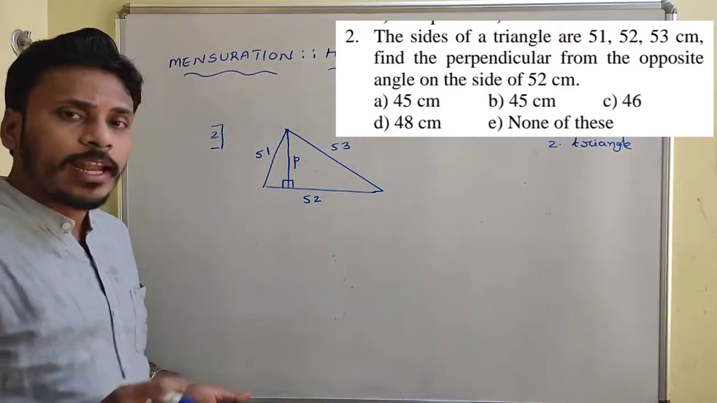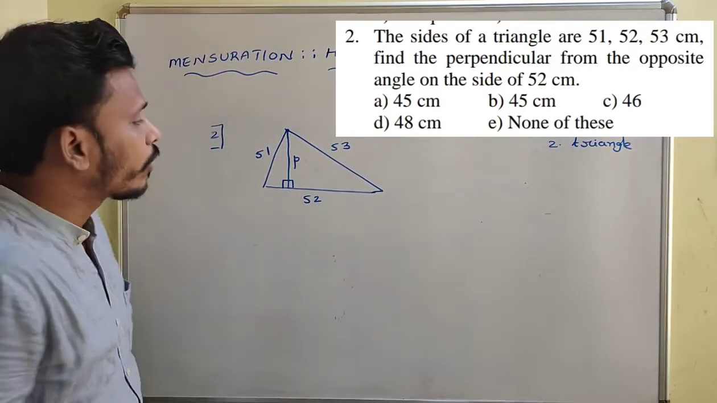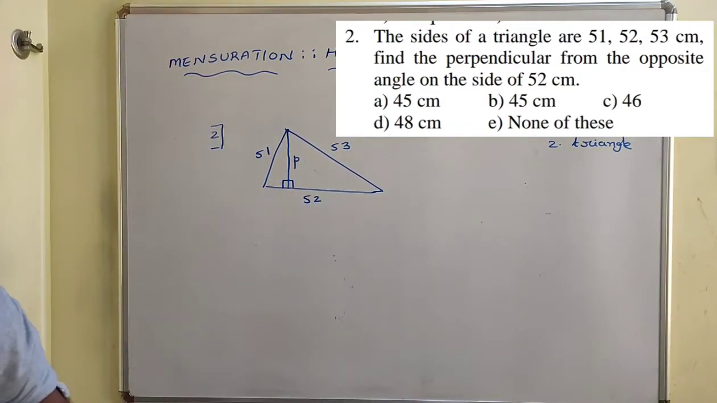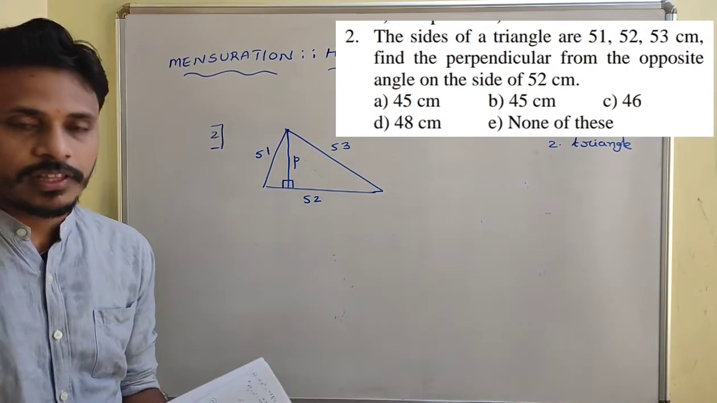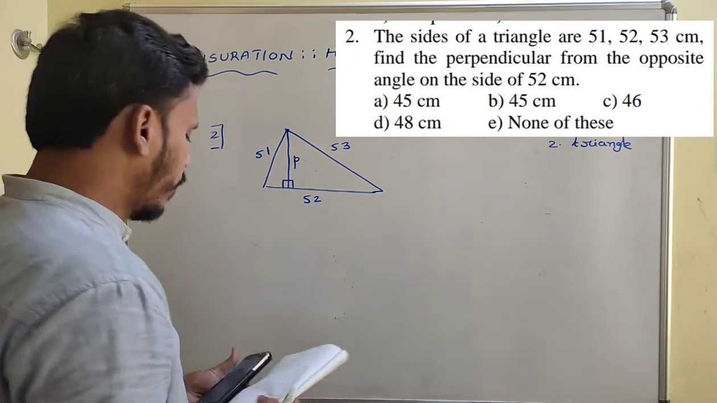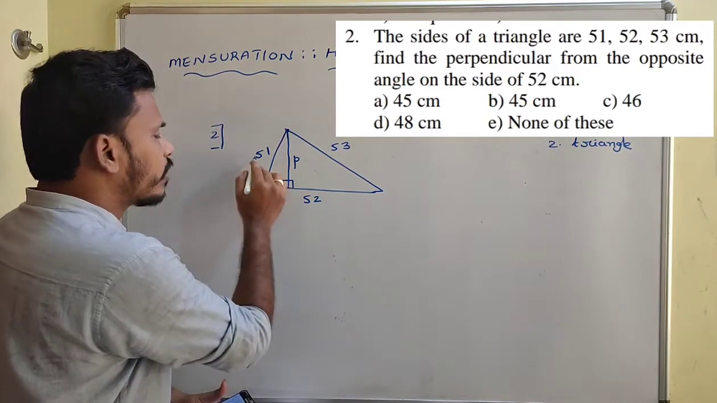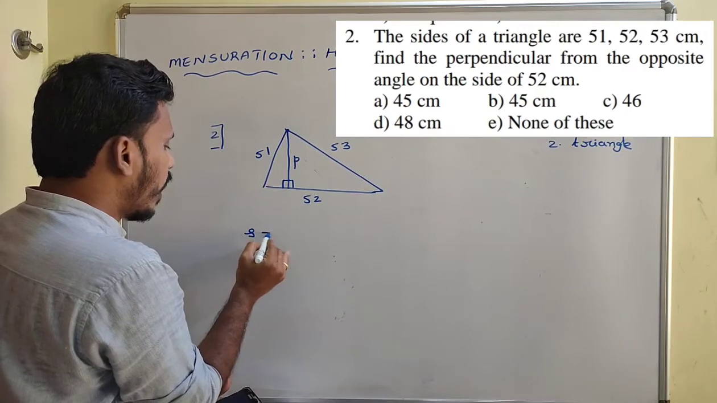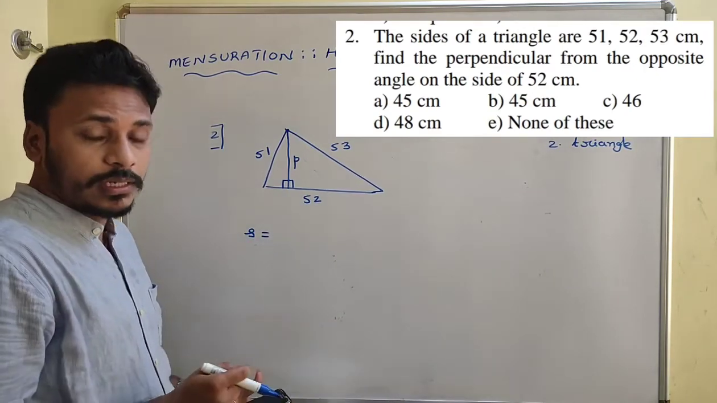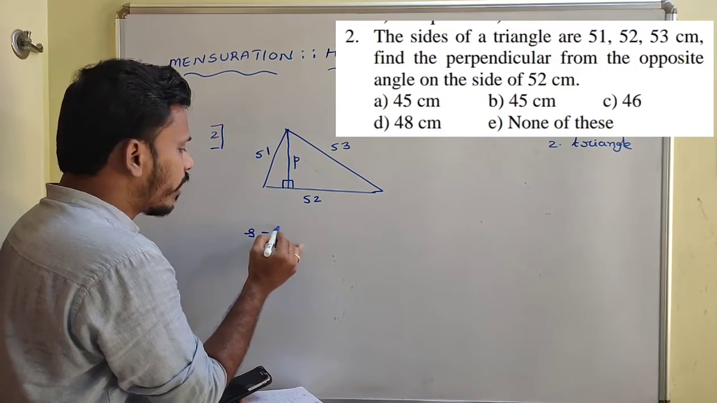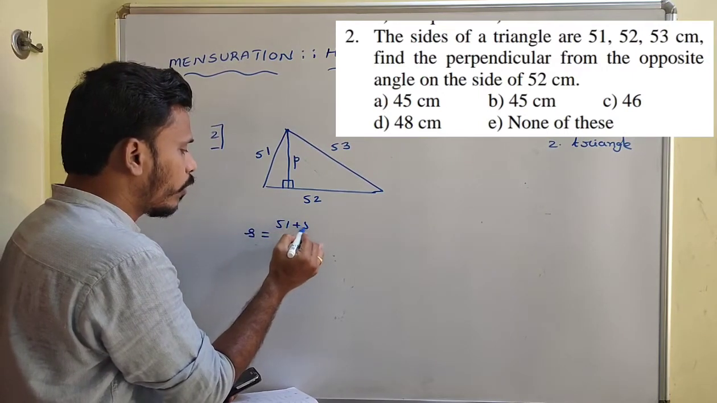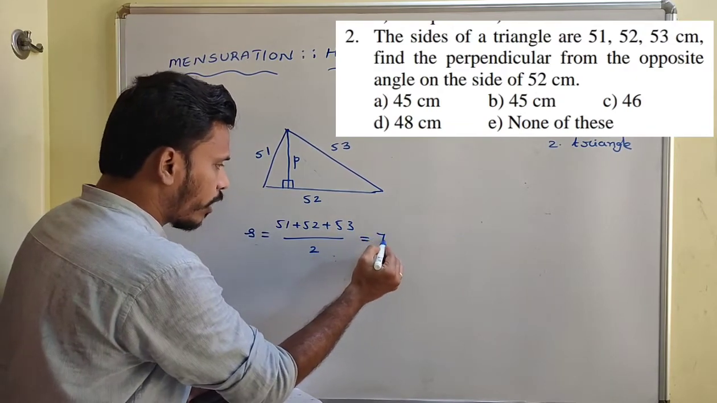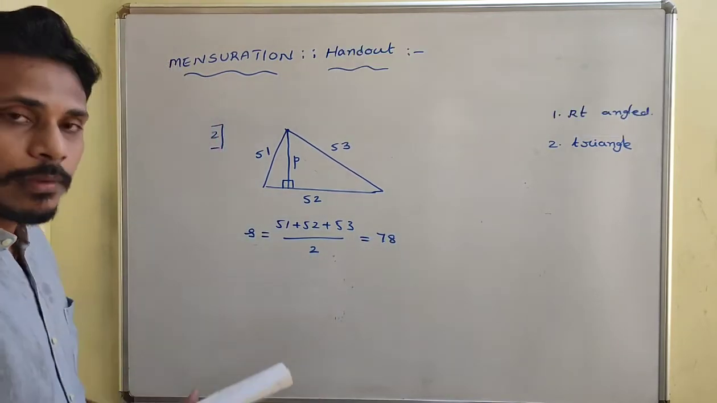To calculate that perpendicular, first of all we need to calculate the area of the triangle. Since three sides are given, how to calculate the area? Calculating area with the given three sides is actually very simple. Suppose the three sides are 51, 52, 53. Add these three, 156. So S, the semi-perimeter, is the sum of the three sides divided by 2: 51 plus 52 plus 53 divided by 2, which gives 78.